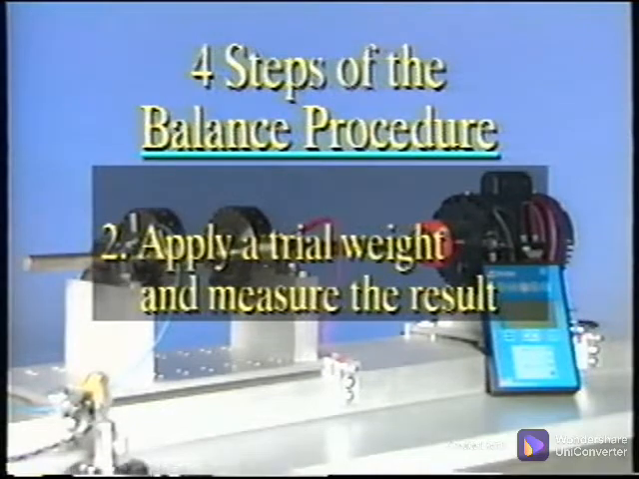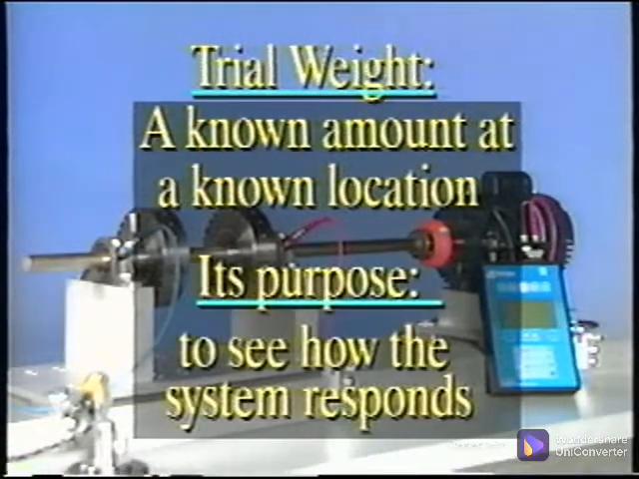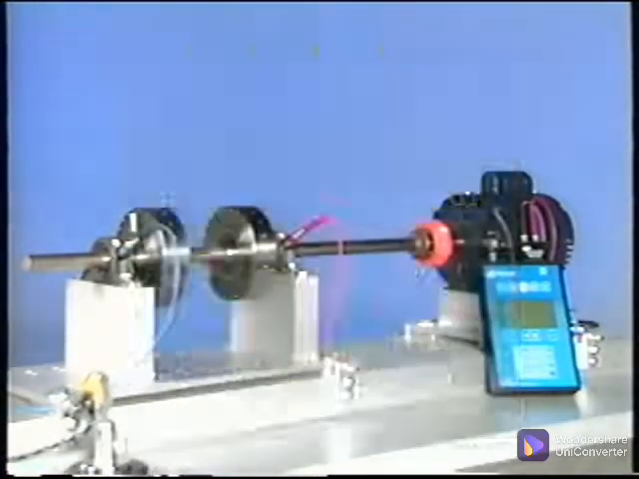The second step is to apply a trial weight in the weight plane and measure the results. The trial weight is a known amount and is placed at a known location on the rotor. This trial weight should not be permanently attached because it is used only to see how the system responds so that calculations can be performed for a correction weight.